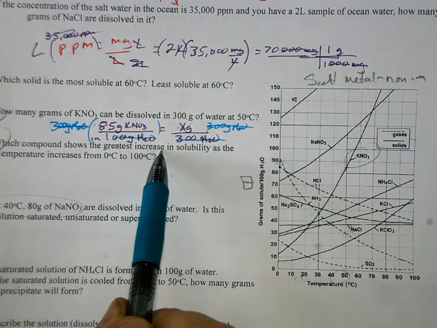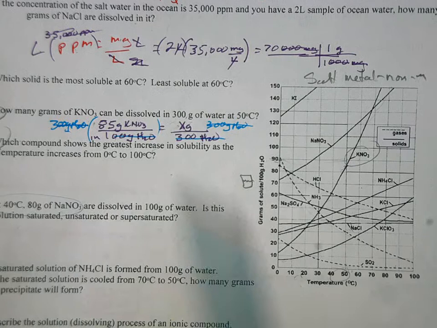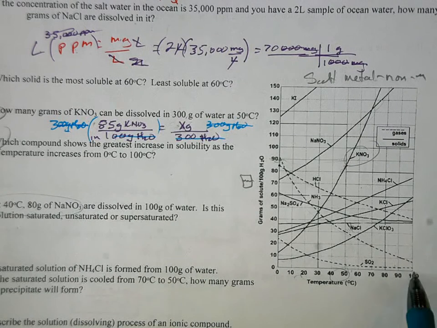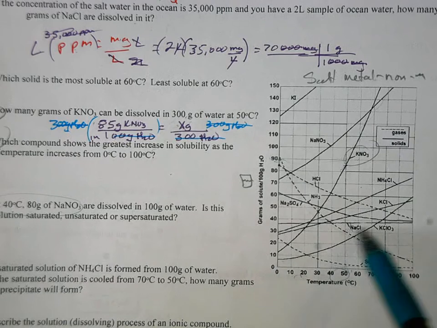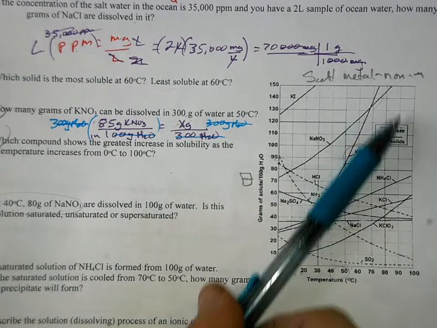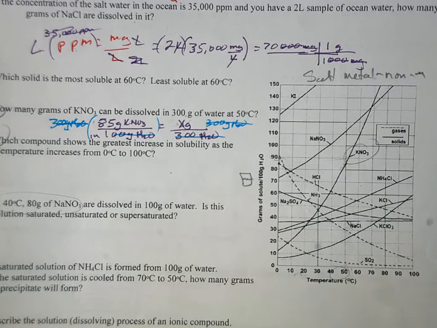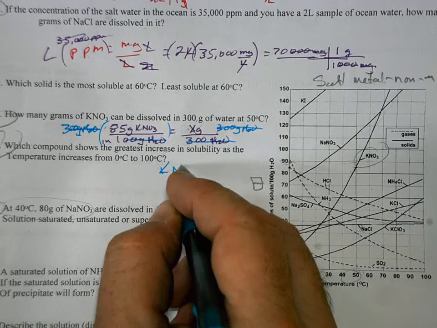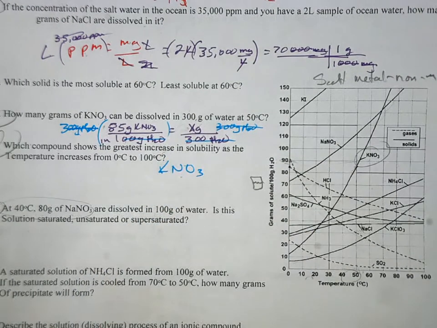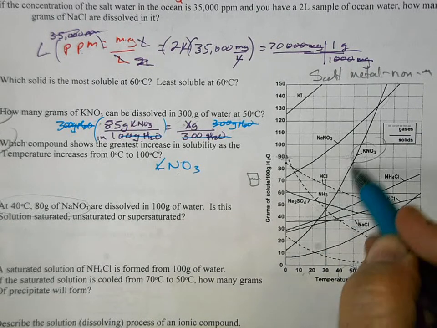Greatest increase. Okay, so now we're looking for the steepest line from 0 to 100. We want to see which has the greatest increase. Well, basically it's the slope of the line. And I'm telling you, it looks like potassium nitrate has the steepest line right there. I don't think anything's got a steeper slope than that. So it's going to be potassium nitrate. That's the one where you can dissolve more and more and more as you heat it up.